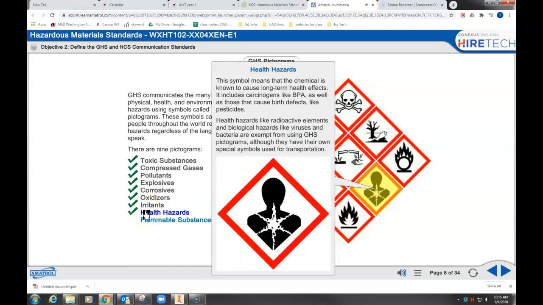Health hazards. This symbol means that the chemical is known to cause long-term health effects. It includes carcinogens like BPA, as well as those that can cause birth defects like pesticides. Health hazards like radioactive elements and biological hazards like viruses and bacteria are exempt from using GHS pictograms, although they have their own special symbols used for transportation.